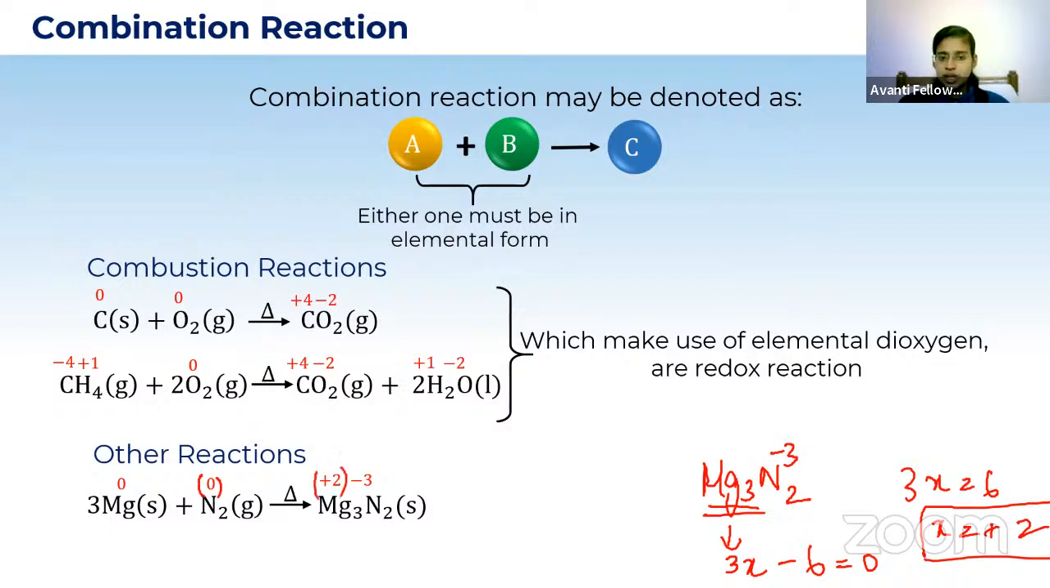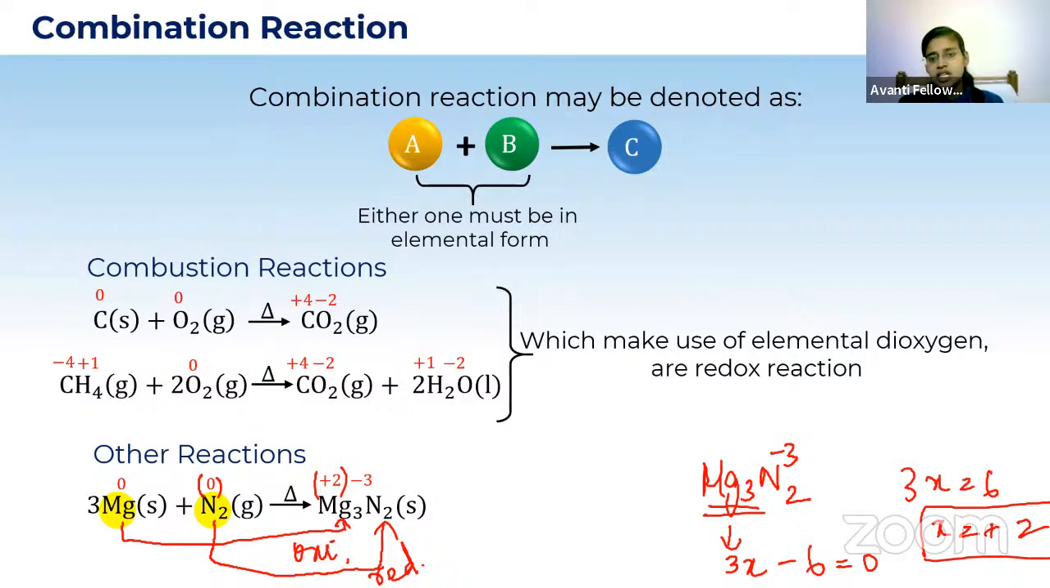So magnesium is moving from 0 to +2, which is an oxidation. And nitrogen is moving from 0 to -3, which is a reduction. So it is also an example of a redox combination reaction. Is it clear to all of you? Both magnesium and nitrogen are elements in this reaction. Any doubt from combination? Shall we go for the next type of reaction?